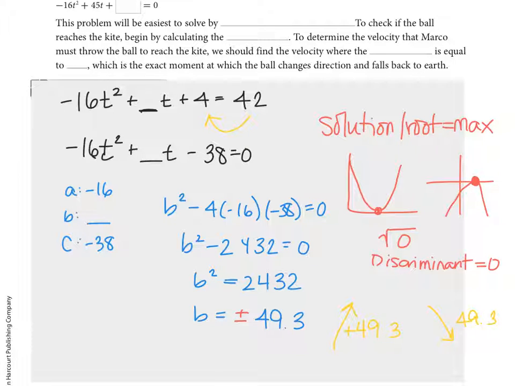So the answer is that his throw should be 49.3, or sorry, I think feet per second is this problem. Feet per second, and it should be positive. That should be his initial starting velocity.